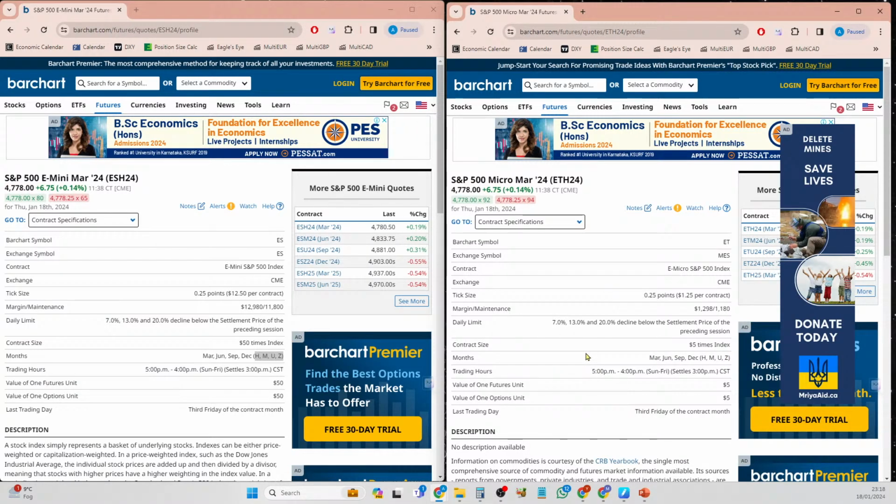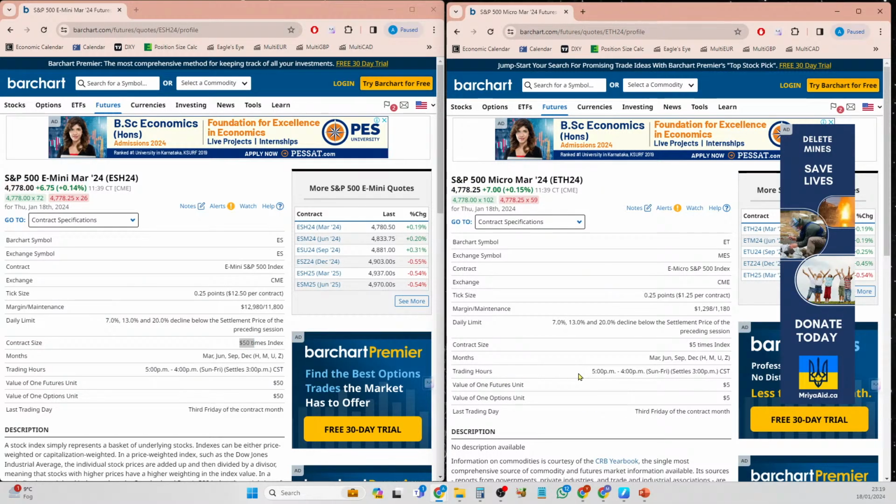The only place where it differs is this contract size and the tick value. So one tick in standard e-mini S&P is $12.5, and in micro is $1.25. The contract size, that is the value of 1 point of the micro is $5, whereas the value of 1 point in e-mini is $50.